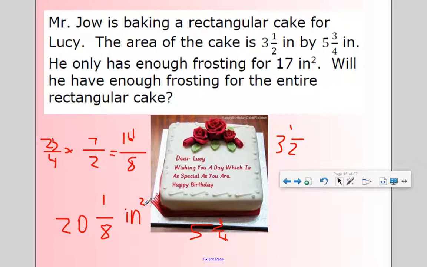But I only have enough frosting to cover 17 square inches. Do I have enough frosting? No. Lucy will be mad at me. So this is how you multiply mixed numbers. You turn a mixed number into an improper fraction and you multiply.